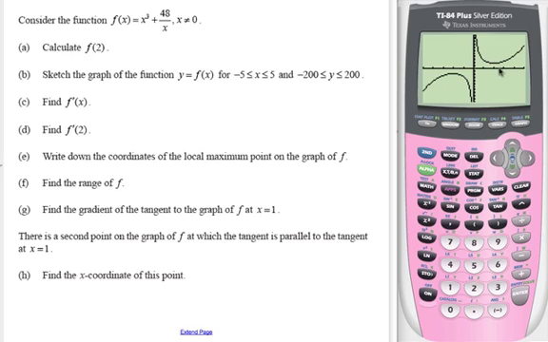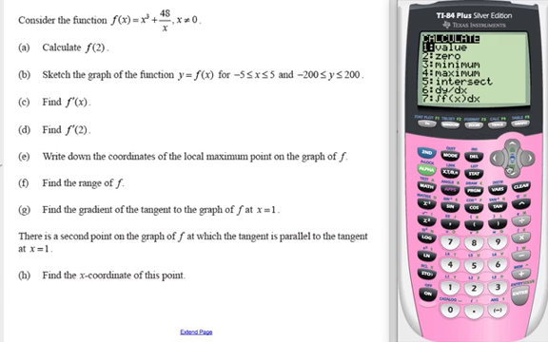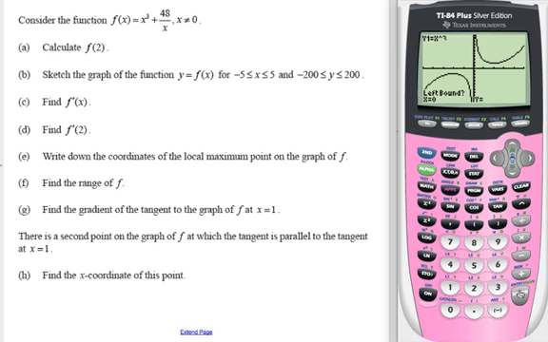Okay, so the minimum point was here when x was 2. I'm guessing the maximum point is going to be when we've got -2, but let's just have a look. We're going to calculate the local maximum, so it's not the maximum of the whole graph, but it is the maximum in this area of the graph.